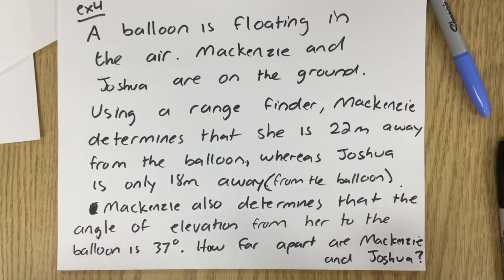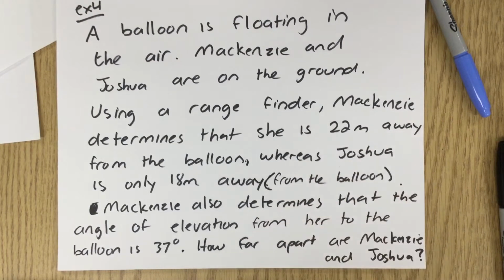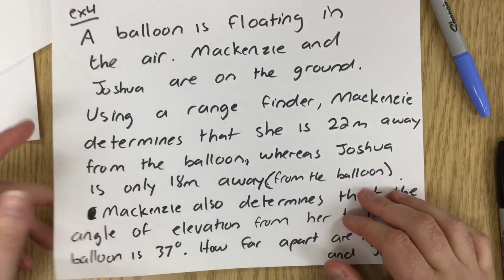Using a rangefinder, that tells you how far away you are from things, Mackenzie determines that she is 22 meters away from the balloon, whereas Joshua is only 18 meters away from that balloon. Mackenzie also determines that the angle of elevation from her to the balloon is 37 degrees. And so the question is, how far apart are Mackenzie and Joshua?